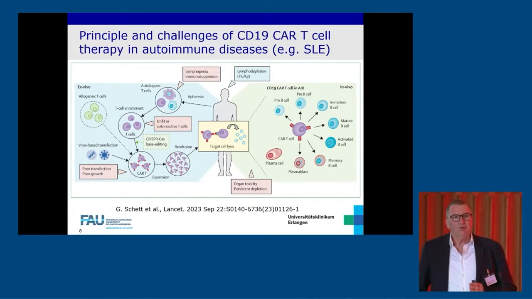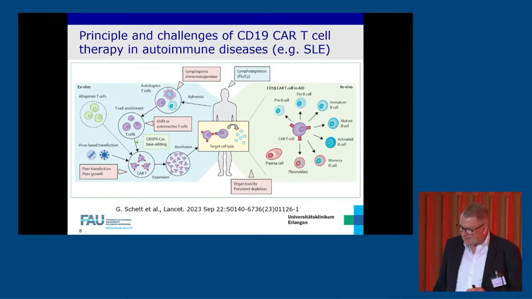When you consider an approach for autoimmune disease, there are some different challenges coming up. First of all, the patients are lymphopenic. They have received immunosuppressive treatments like steroids and other immunosuppressive drugs for years. So the question is whether it is possible to generate CAR T cells out of such heavily pretreated patients.